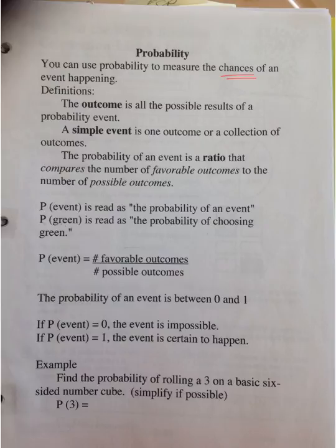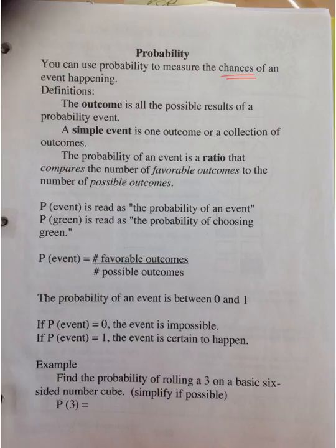So the first definition is you need to know the outcome is all the possible results of a probability event. And a simple event is one outcome or a collection of outcomes. So if we were looking at rolling a dice, you have an outcome of getting a 1, 2, 3, 4, 5, 6. Those are all your possible outcomes. And then the simple event is just one outcome, what you're looking for here.